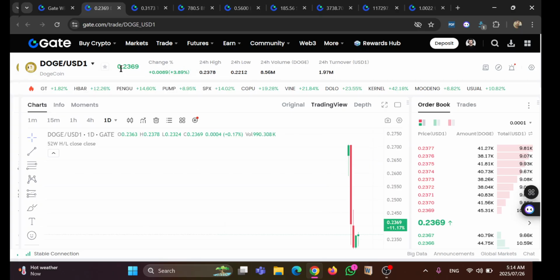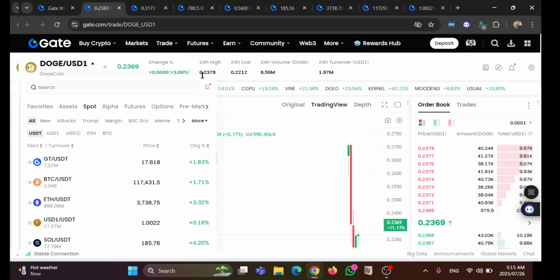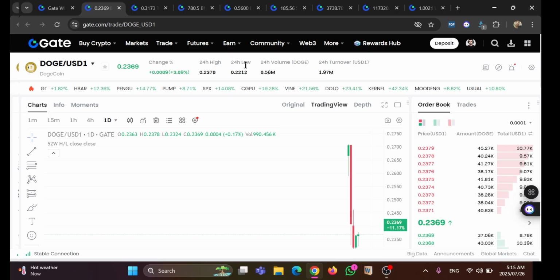And the current market price of Doggy coin is 0.2369 USD1, and its market price has increased to 0.0089 USD1. It is 3.89%. In last 24 hours, the highest market price of Doggy was 0.2378 USD1, and the lowest price of Doggy was 0.2212 USD1. In last 24 hours, 8.6 million Doggy has been traded, and in last 24 hours, 1.98 million USDT has been traded with Doggy.